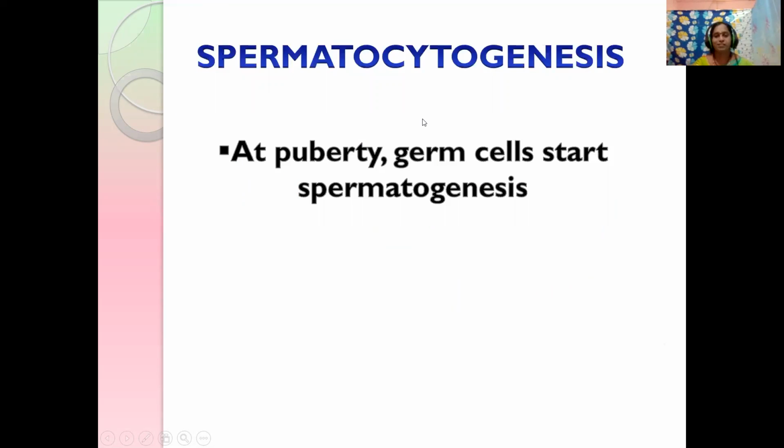We'll see the first step, spermatocytogenesis. As I have already said, the primordial germ cells start releasing from puberty.